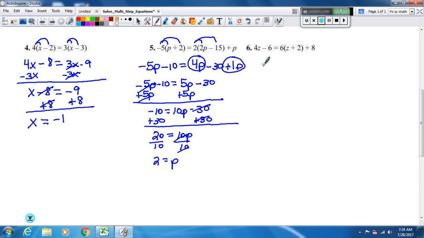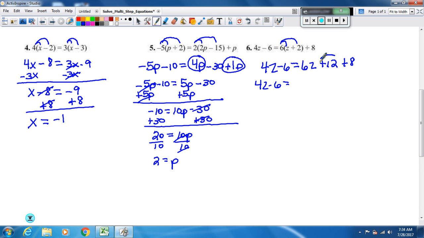Next one, bring down the 4z. Bring down the negative 6. Bring down the equals. Okay, start multiplying because you have parentheses. 6 times z is 6z. 6 times 2 is 12. And then you've got a plus 8. You don't have anything that can be put together in front of the equal sign, so just bring it down.